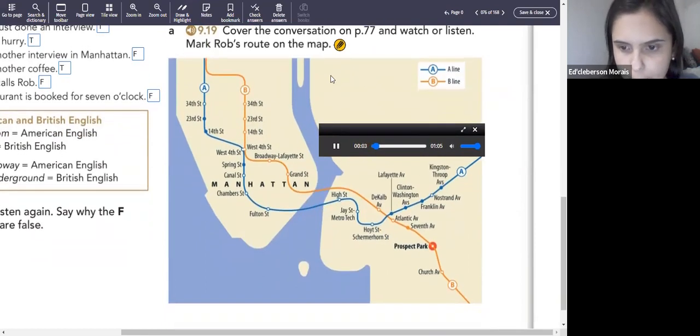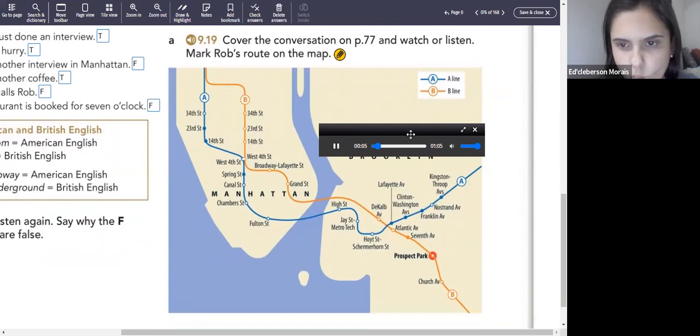9.19. How do I get to Greenwich Village on the subway? Go to the subway station at Prospect Park. Take the B train to West 4th Street. How many stops is that? 6 or 7. Okay. And then? From West 4th Street, take the A train and get off at 14th Street. Could you say that again?